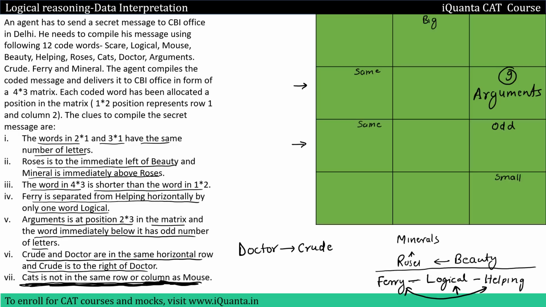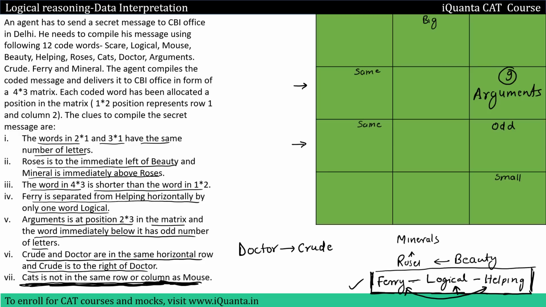Now how can we start over here? We have a complete row given to us: very logical helping. So we are very sure that these words will not come in the second row, because we have arguments over there. So this row can come in the first, third or fourth row.